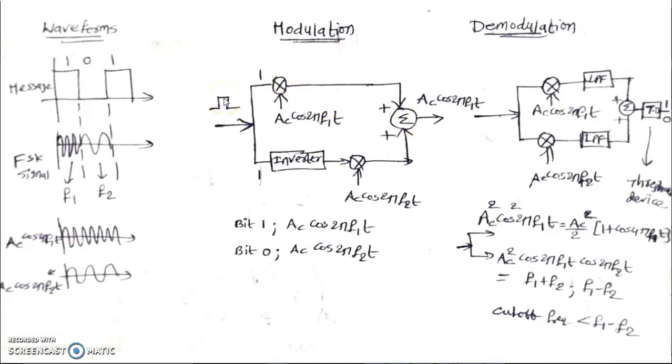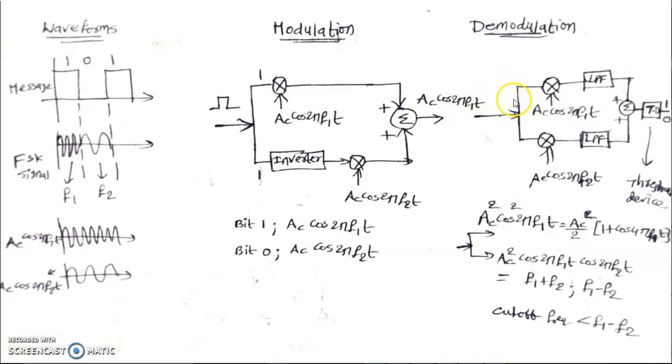And you know that modulation is nothing but changing the parameter of a carrier wave based upon the message signal amplitude. If the message signal amplitude is 1, we are using the F1 frequency. If the message signal amplitude is 0, we are using the F2 frequency here. Now what we are doing here? So 1 I am transmitting, but the 1 is transmitted as AC cos 2 pi F1t. Now this AC cos 2 pi F1t is transmitted in the channel, and it is received by the receiver.